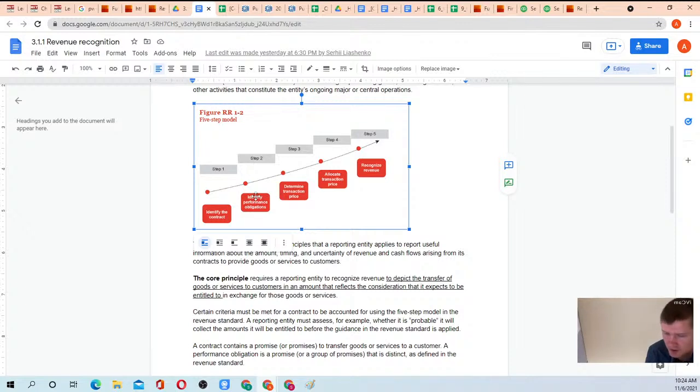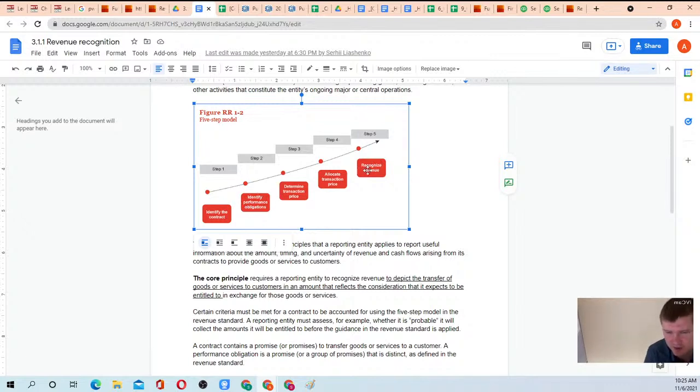and that framework says that you need to identify what your obligations are under the contract, and you need to allocate your contract total to different pieces of the contract. So you need to determine the transaction, determine the price of the contract, allocate that price of the contract, and then you will recognize the revenue ratably over time, depending on when you perform on these obligations.